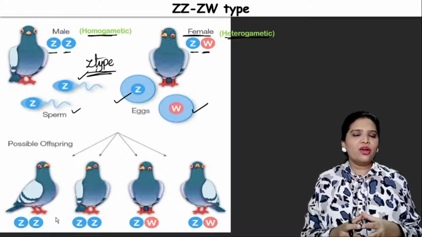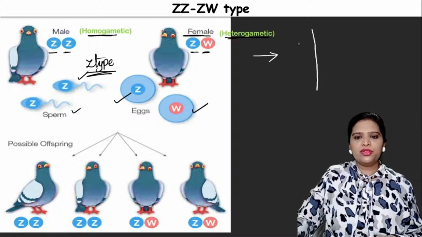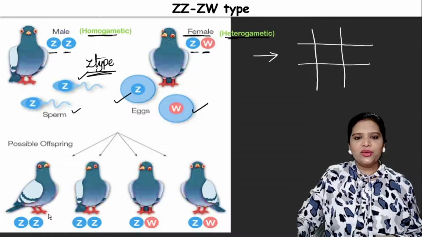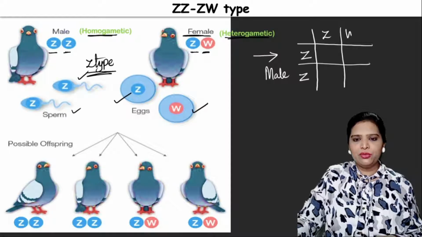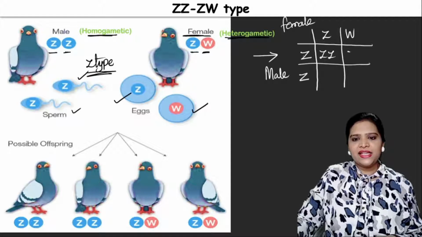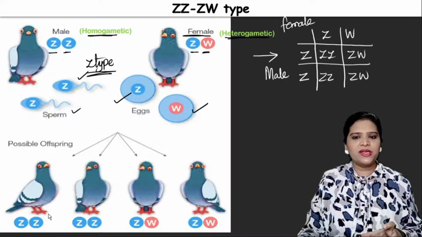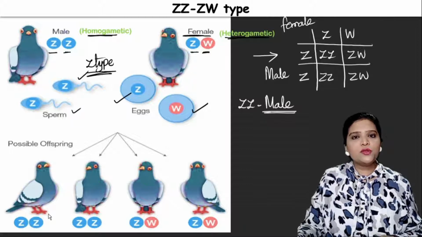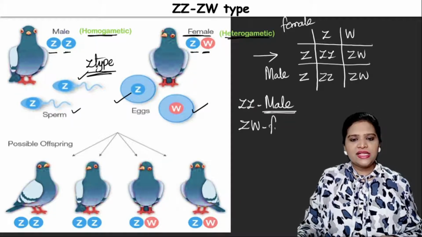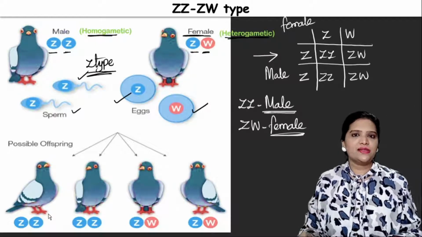Okay, so how will the combinations of the offspring be here? For this, let us put a Punnett square. So if the Z chromosome of the male combines with the Z and W chromosomes of the female, what will be the offspring here? Z and Z, Z and W, Z and Z, Z and W. So these are the combinations in the offspring. Understand? Now here Z and Z results in male offspring and Z and W results in female offspring. Okay, so this is the sex determination in the case of birds.